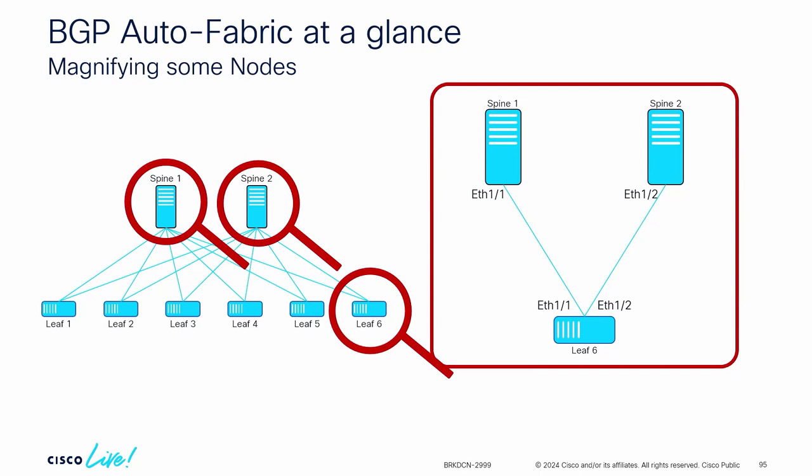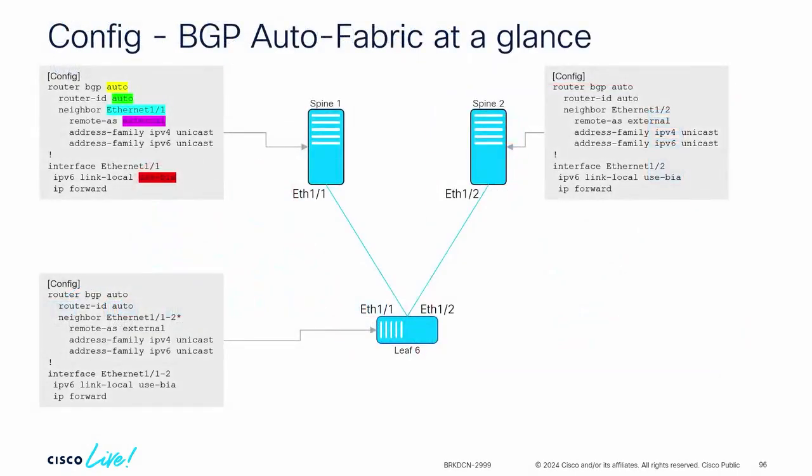Take a simple topology. Let's look at the leaf spine and magnify spine 1, spine 2, and leaf 6. I have these three interfaces, they're connected like this. This is how the configuration will look like on the three nodes to establish my BGP peering. Router BGP auto. I don't care about my BGP autonomous system, I just say auto. How is this box determining what this auto means?